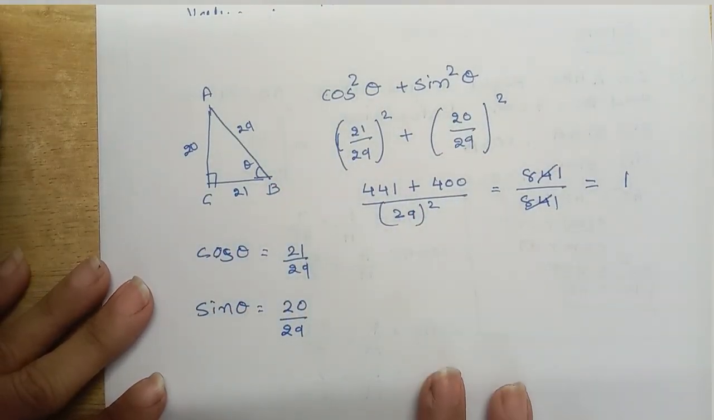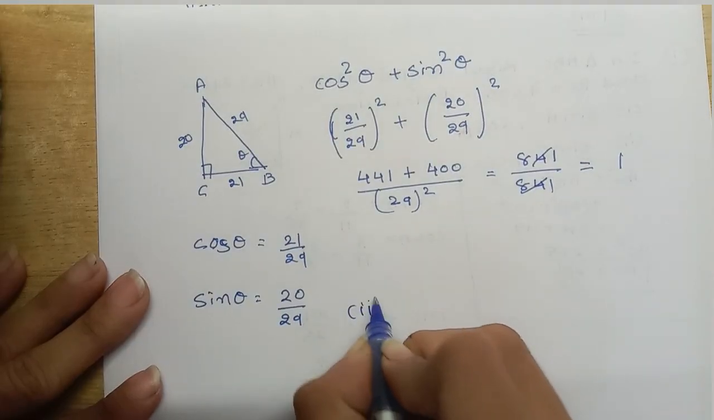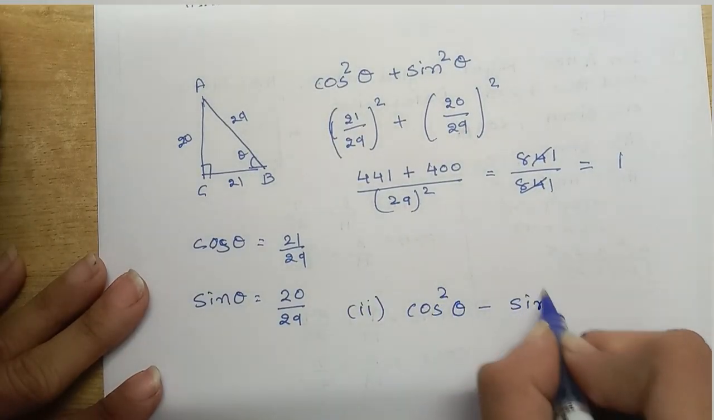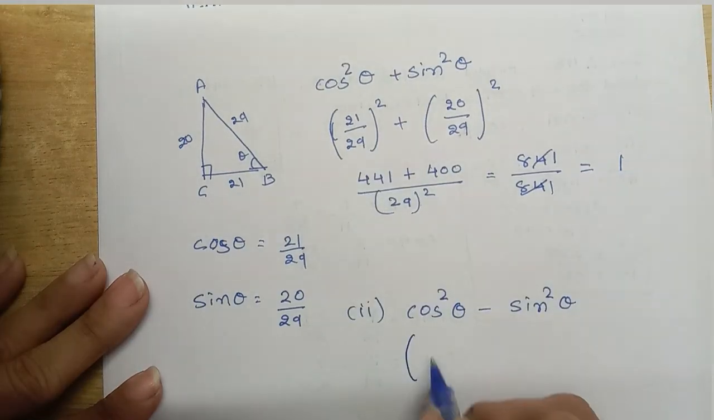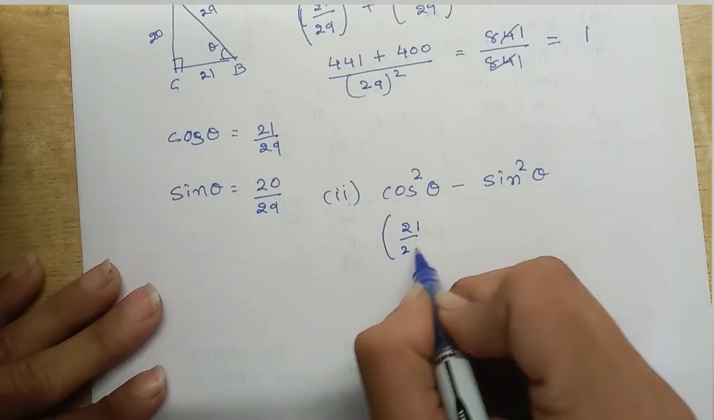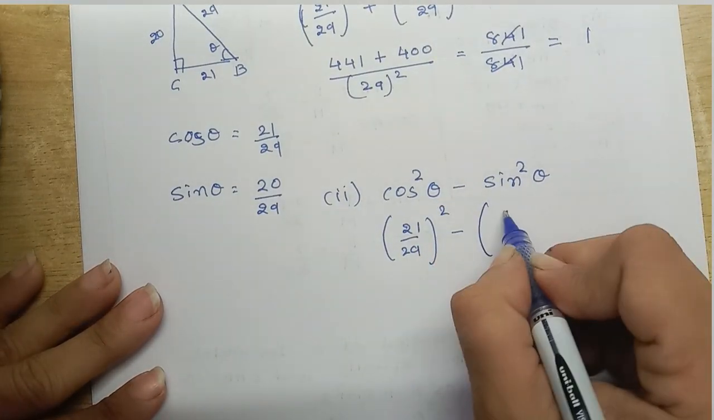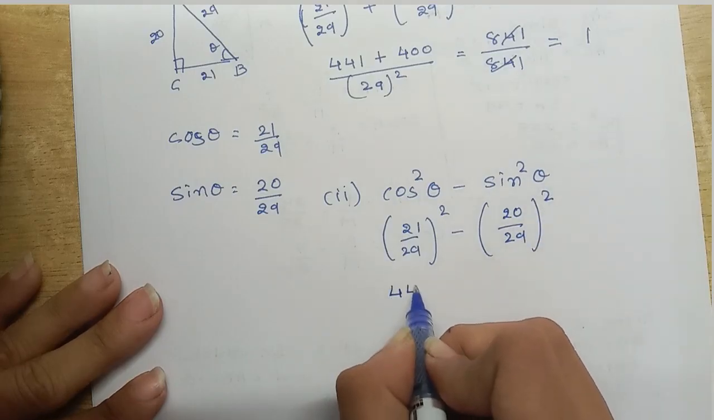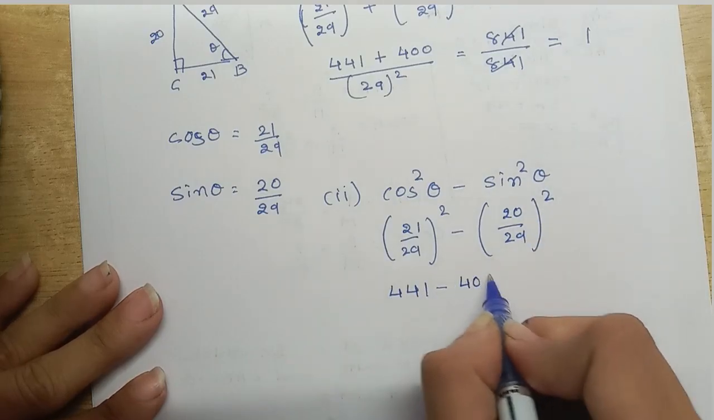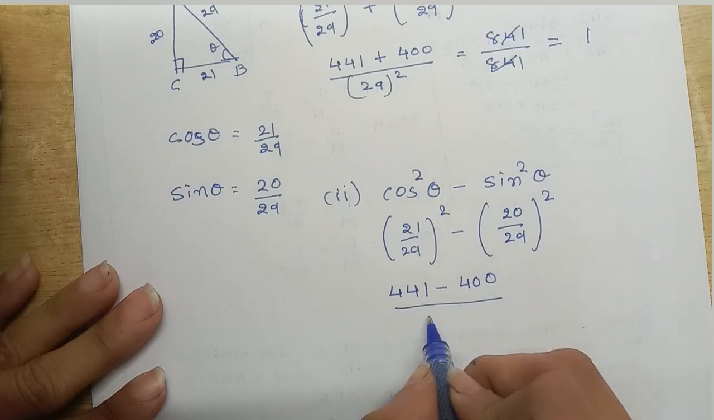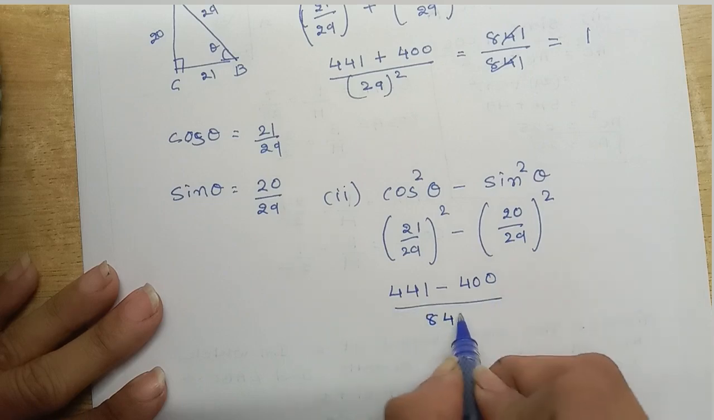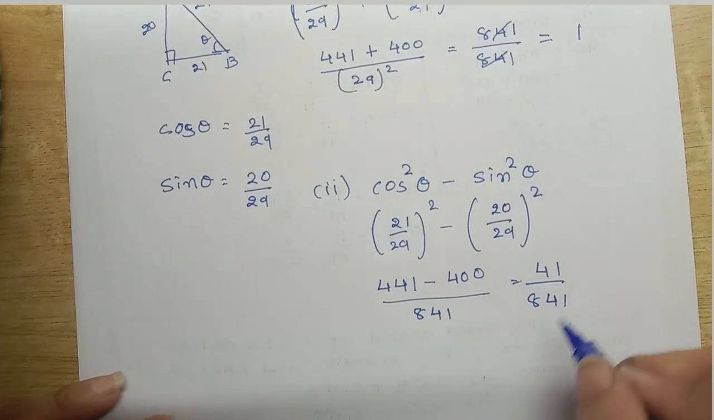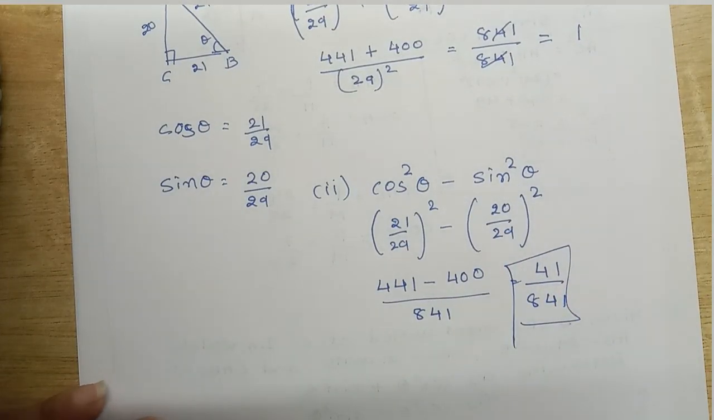The second sub part of this question is cos square theta minus sine square theta. Let us substitute the value. 21 upon 29 whole square minus 20 upon 29 whole square. So 441 minus 400 upon 841. So it will be 41 upon 841. We can't further reduce, so this is the answer.